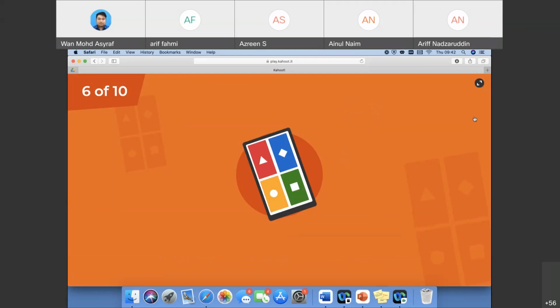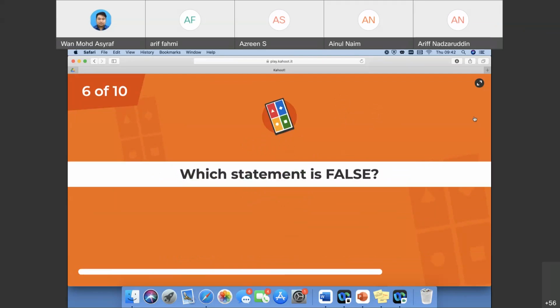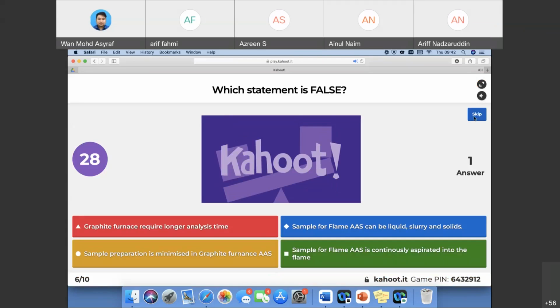All right. Which statement is false? Graphite furnace requires longer analysis. Sample for flame AAS can be liquid, slurry, and solids. Sample preparation is minimized in graphite furnace. Sample for flame AAS is continuously aspirated into the flame. So which one is false? 3 betul, ada 1 je salah.